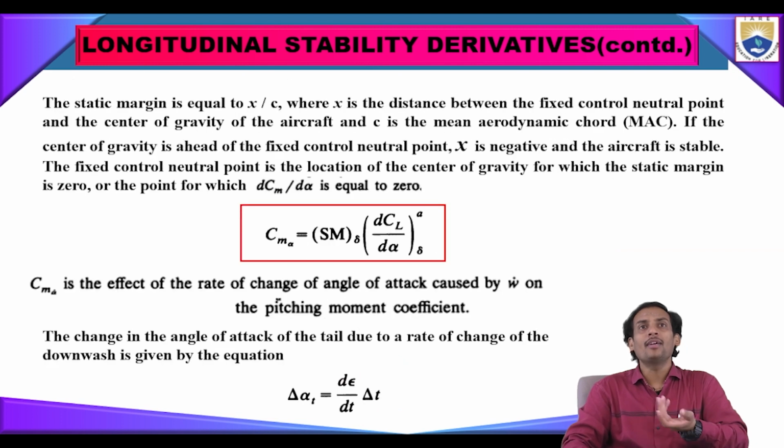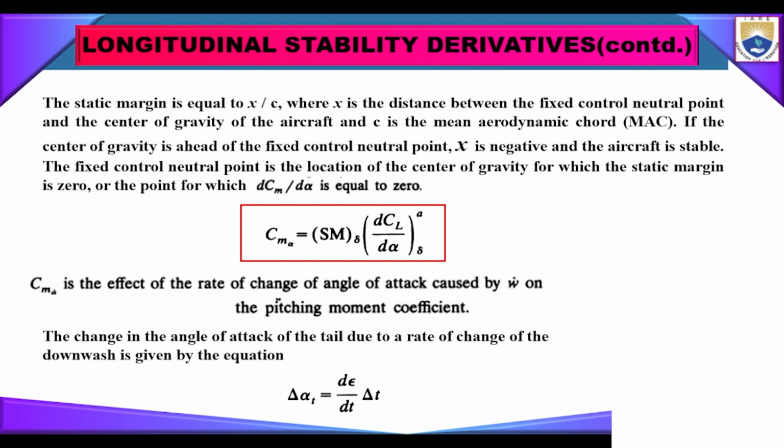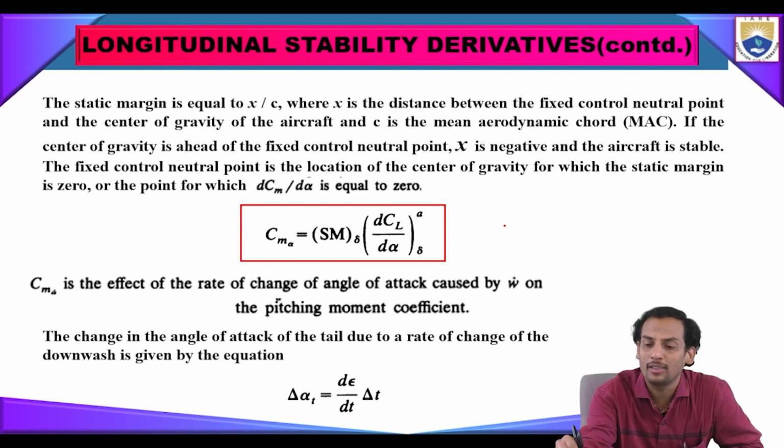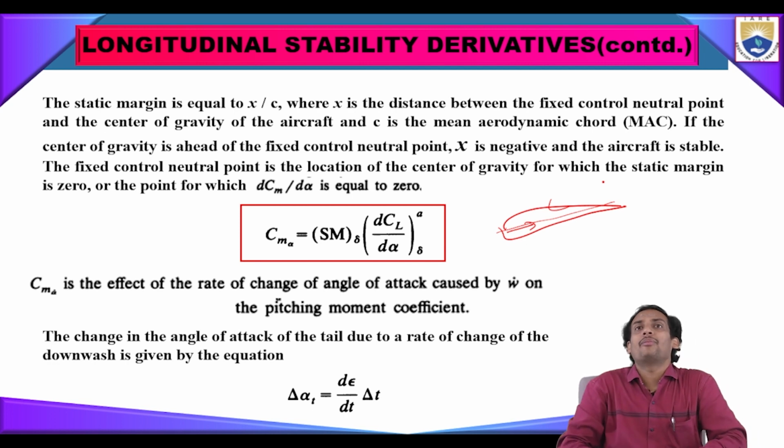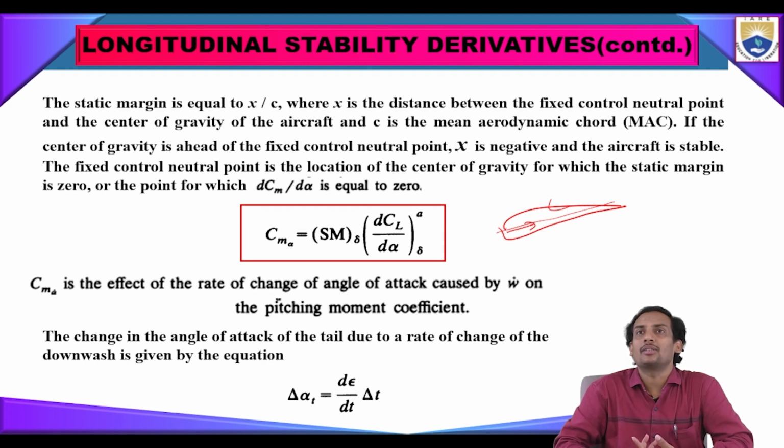And next, if you talk about the static margin, the static margin will be equal to x by c. Here x is the change in position on the chord. If it is an airfoil, this x position will change, and this total will be the chord. Where x is the distance between the fixed control neutral point and the center of gravity of the aircraft, and c is the mean aerodynamic chord. That MAC we already discussed in the last class also.